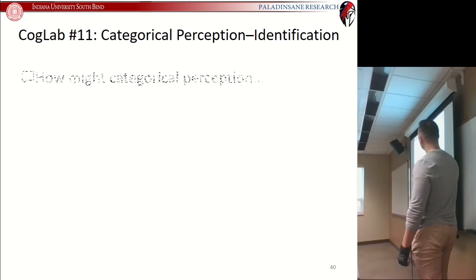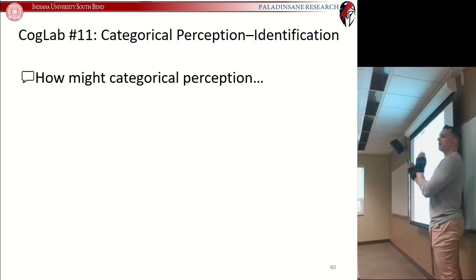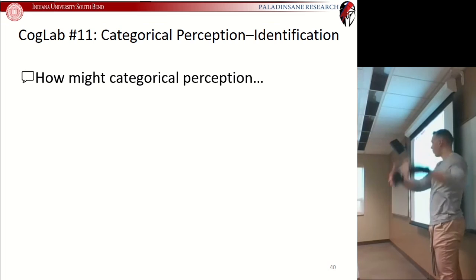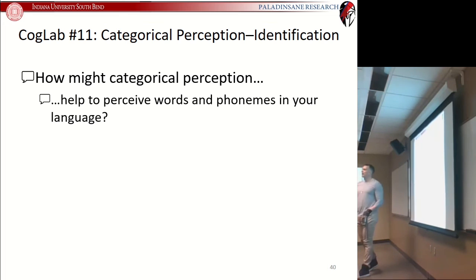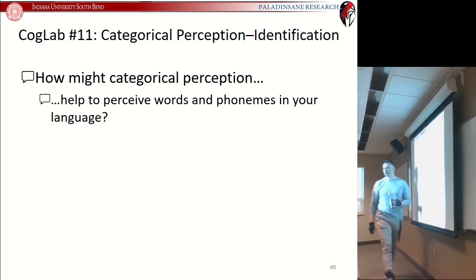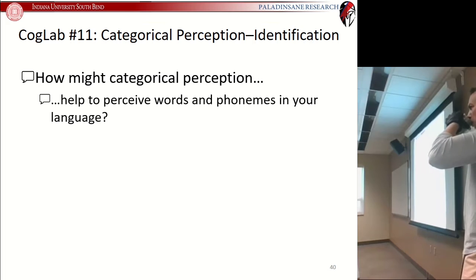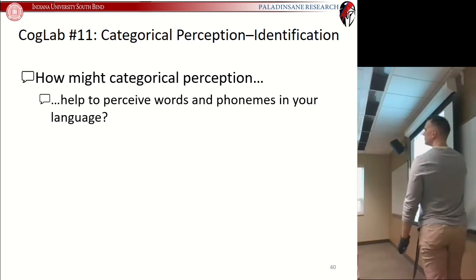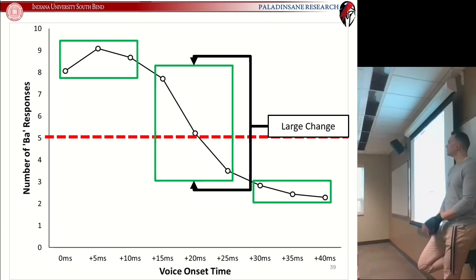So how might this idea of these gradual stimuli being categorized as either this or as that help somebody to perceive words and phonemes if you're speaking in your own language? So any ideas on that? All right, I'll give you a clue. Human beings are some of the most variable creatures in existence. Not everybody is going to be the same, and that includes speech. So how might this help perception?